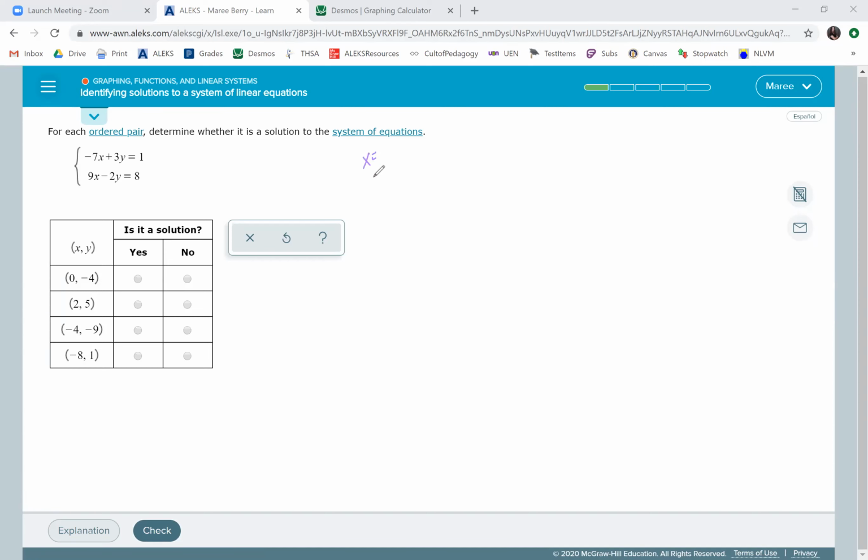So when x equals 0, y equals -4, we'll plug it into the first equation. -7 times x plus 3 times y equals 1. We have 0 plus a -12 equals 1. That doesn't work. The second one, x equals 2, y equals 5. So we plug it in, -7 times 2 plus 3 times 5. Does that equal 1? -14 plus 15 equals 1. So that's true. Now we have to try it in the second one.